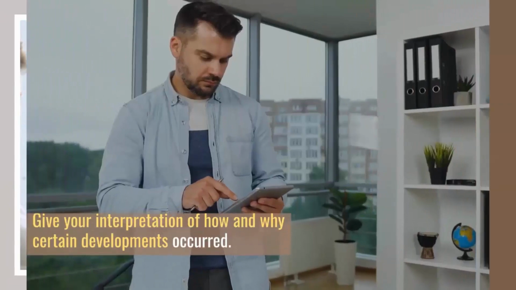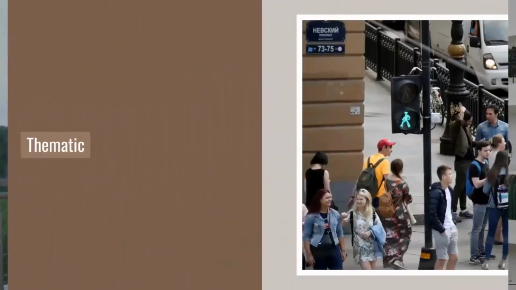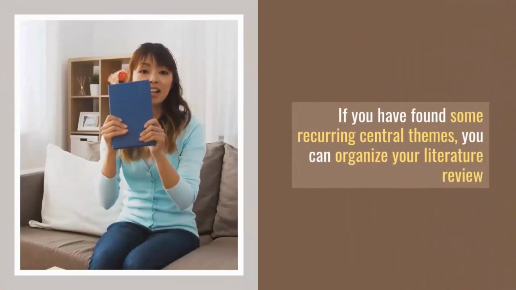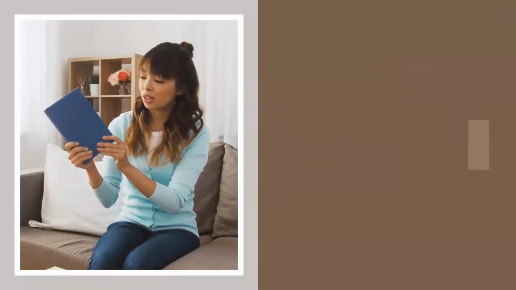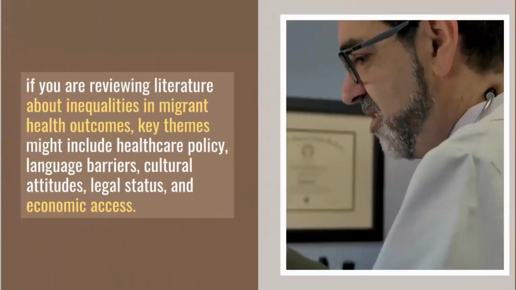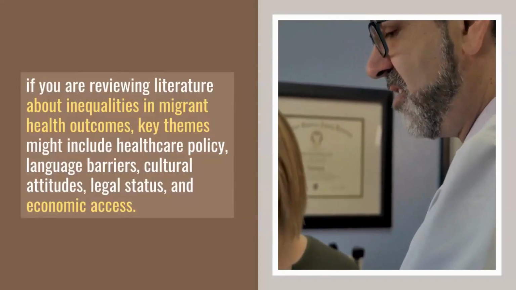Thematic. If you have found some recurring central themes, you can organize your literature review into subsections that address different aspects of the topic. For example, if you are reviewing literature about inequalities in migrant health outcomes, key themes might include healthcare policy, language barriers, cultural attitudes, legal status, and economic access.